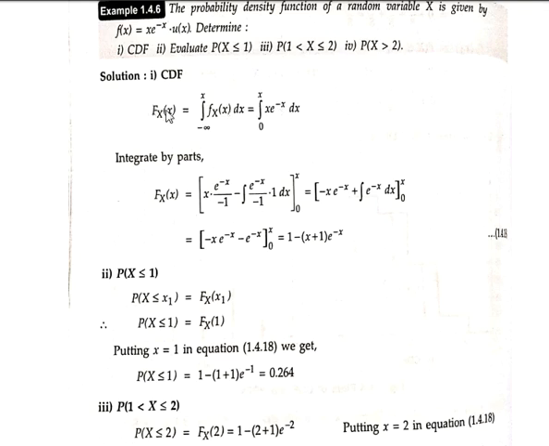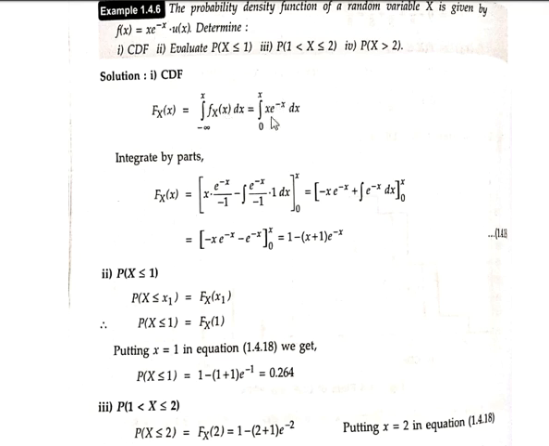So to get the CDF, we know the relation between the CDF and PDF. That is, the CDF is equal to integration of PDF. So integration runs from minus infinity to x, so 0 to x, f of x dx it is. So f of x is nothing but x into e raised to minus x.